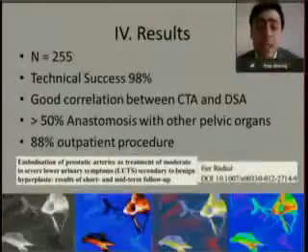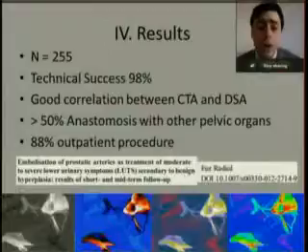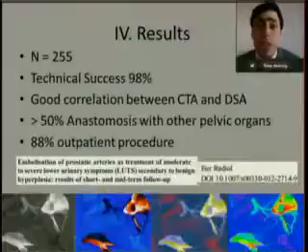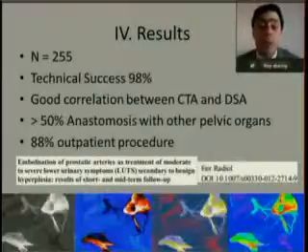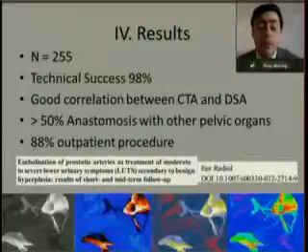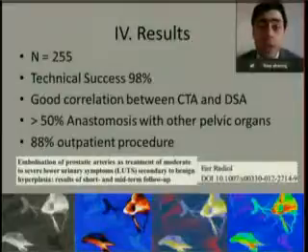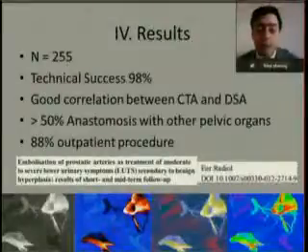So these are our last results published in European Radiology online now, with more than 250 patients with follow-up. Technical success of 98%. That means that we embolized at least one prostatic artery, but in the large majority of cases, we embolized both sides of the prostatic artery. So more than 50% had anastomosis with other pelvic organs, and 88 patients were treated as outpatients. Next.